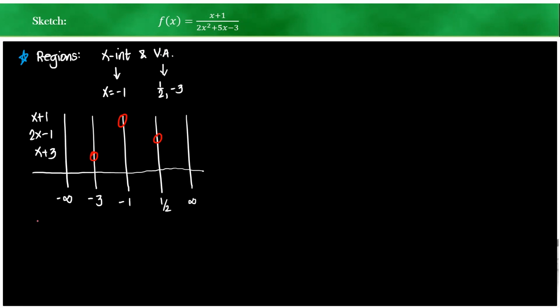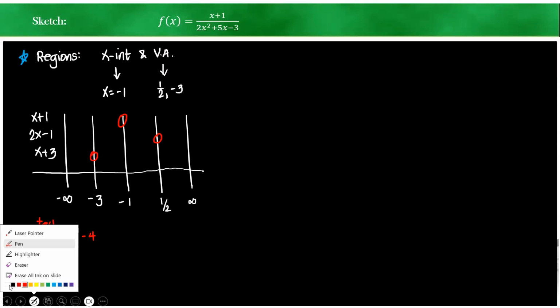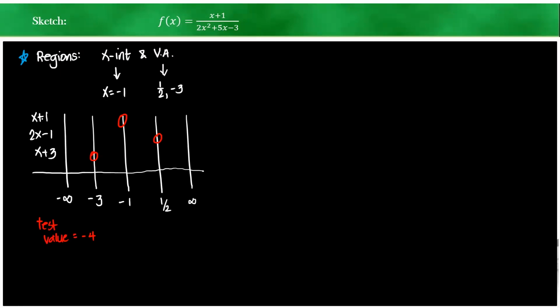So let's try a test value. Guys, can you please think of a test value? -4. Okay. -4, -10, -5, whatever you want. -4, let's try. -4 plus 1 is negative. -4 times 2 is -8 minus 1. It's still negative. -4 plus 3 is negative. So I'll fill out the whole table. So 3 negatives is negative. This one's positive. Okay. So how do we sketch?